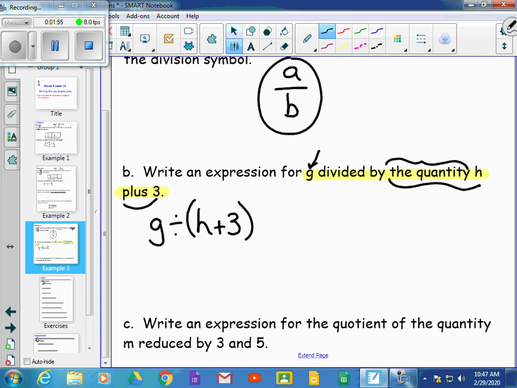But if I was to write that using the fraction bar, okay, I'm going to put the G on top because that's where the dividend goes, and H plus 3 where the divisor goes. I don't need to put parentheses there around that because when we write it with a fraction bar, it's unnecessary. So just remember that with the division symbol, you must put parentheses around it if you want to keep it together, but not as a fraction.